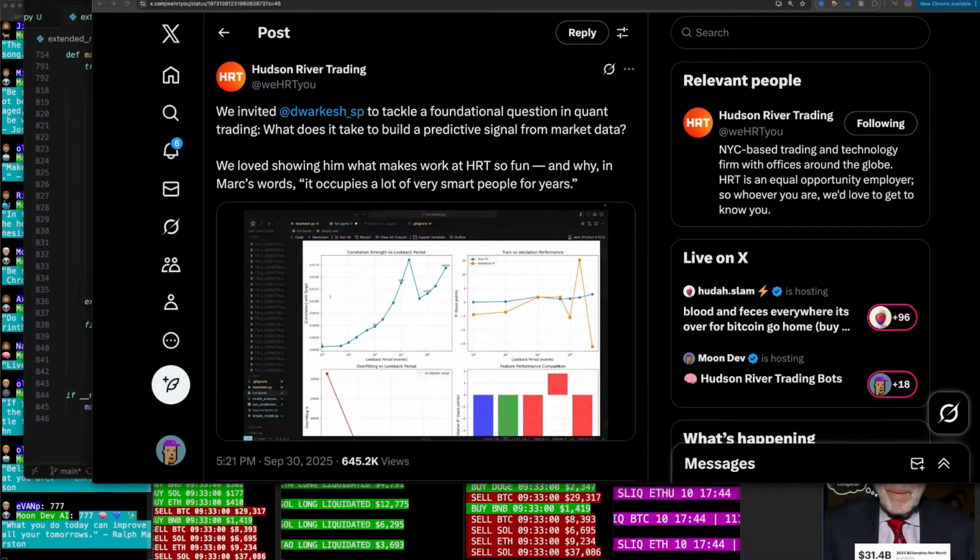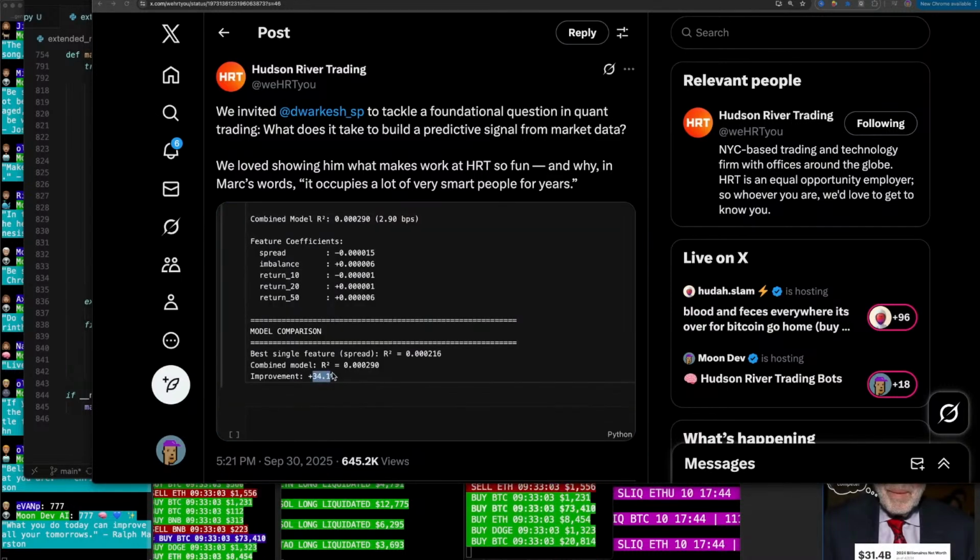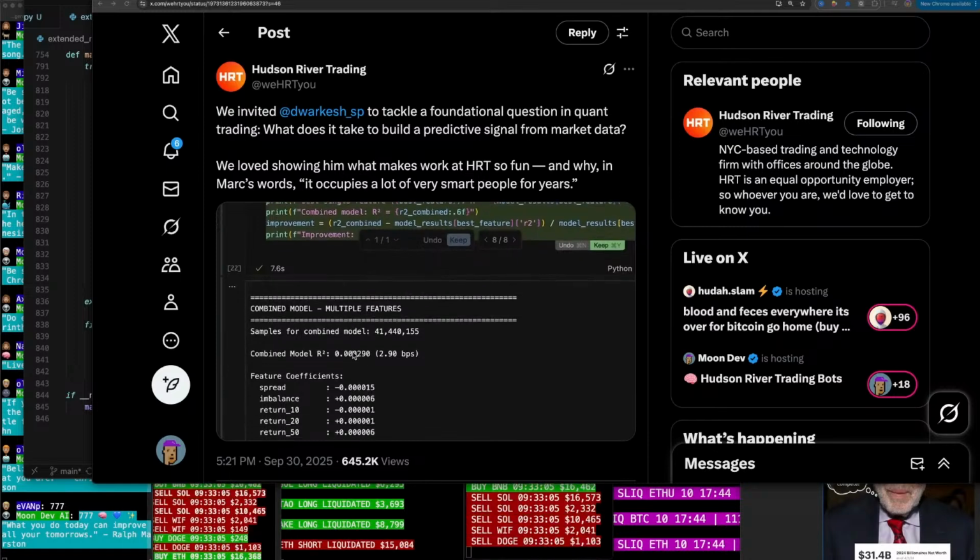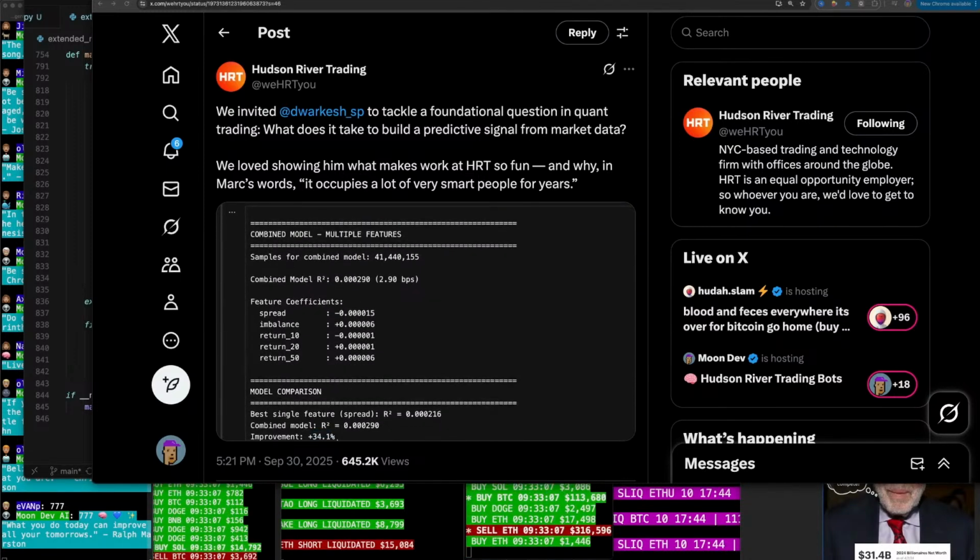Sure. A 34% improvement over any single feature, which is pretty good.